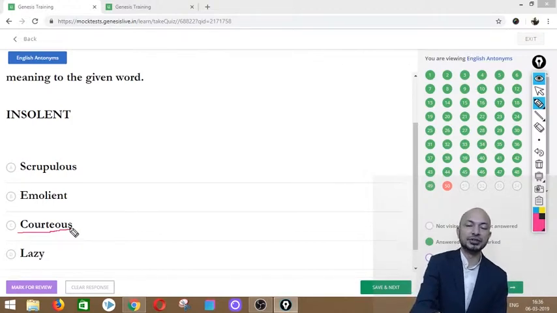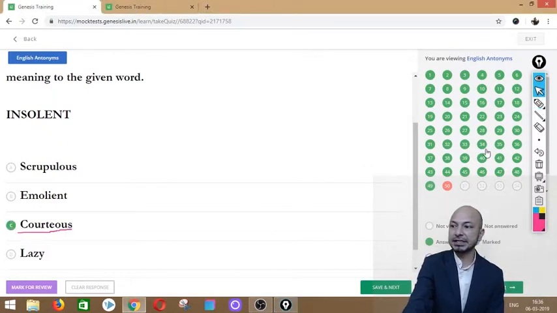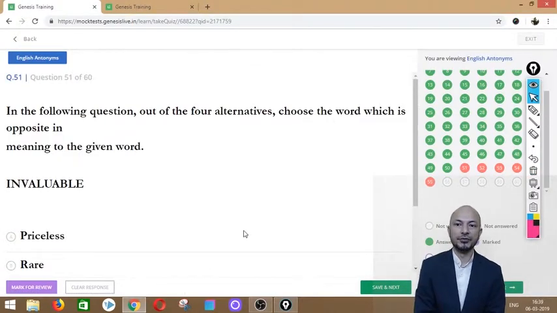Insolent, someone who is very ill-mannered, who doesn't have good manners, very unpleasant. And courteous is someone who is very well-mannered, very pleasant. So closest antonym, we click option C and say next. So on to number 51.